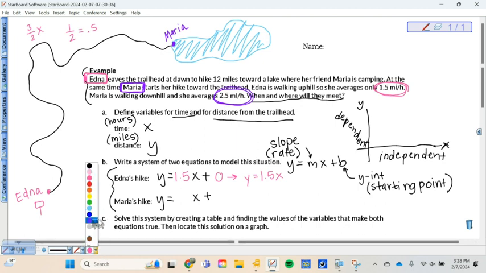Okay, and then Maria starts where? What's her starting point? How far from the trailhead is she when she starts? Yes. And what's her rate?